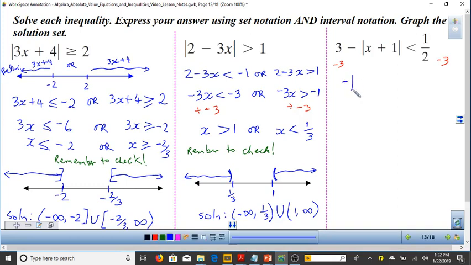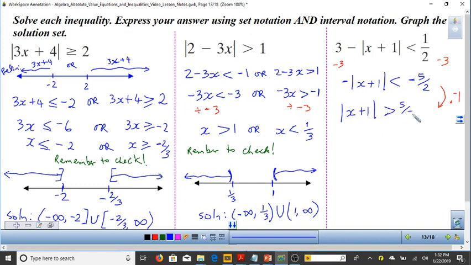Now, half minus 3 is just a simple fraction here. So you're going to get negative 5/2 because that's half minus 6/2. Then when we multiply both sides by -1 to get the absolute value by itself, then the negative 5/2 becomes a positive 5/2. And the absolute value now is the absolute value of x plus 1 is greater than 5/2.